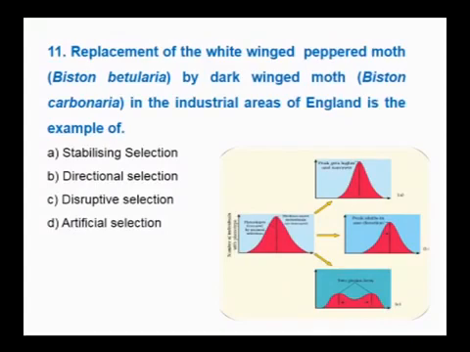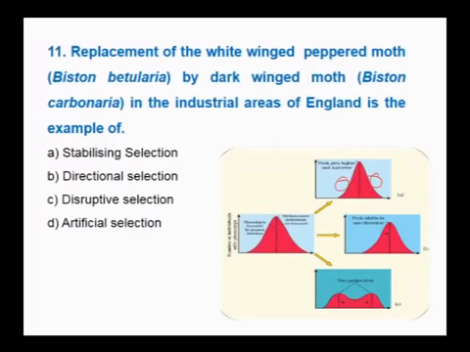Question number 11. Replacement of the white-winged peppered moth, Biston betularia, by the dark-winged moth, Biston carbonaria, in the industrial areas of England is the example of stabilizing selection, directional selection, disruptive selection, artificial selection. Stabilizing selection means the individuals having the mean value character, due to stable conditions of the environment, and it shows the maximum individuals with mean value characters. Here this side has the less mean value characters and it is a stable character, and the graph shows a straight line.